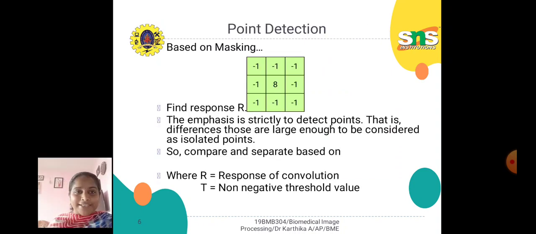Point detection is based on masking. See here the array -1, -1, -1, -1, 8, -1, -1, -1, -1. In the center we have only 8 because it is point detection. Find response R. The emphasis is strictly to detect points, that is, differences large enough to be considered isolated points. So compare and separate based on R, the response of convolution, and T, a non-negative threshold value.